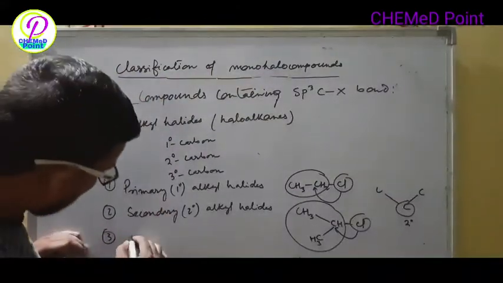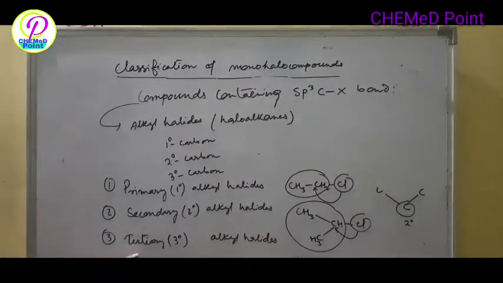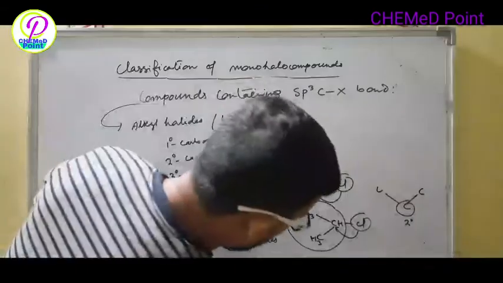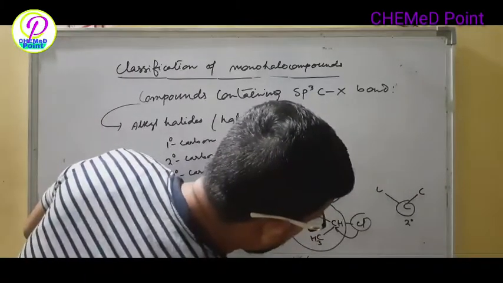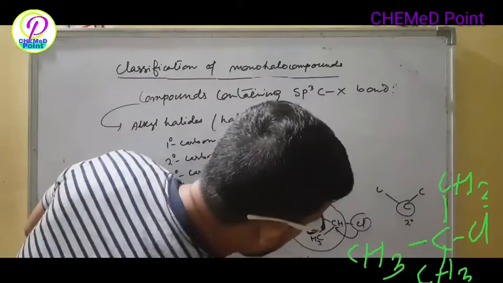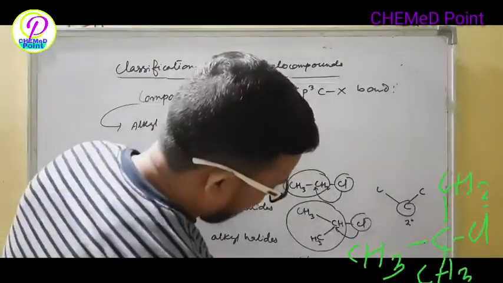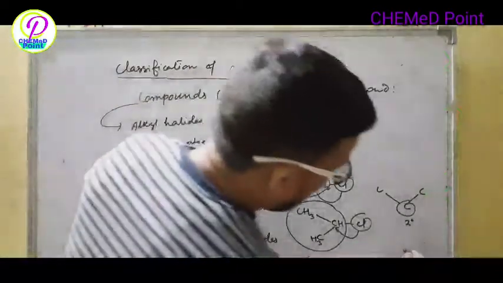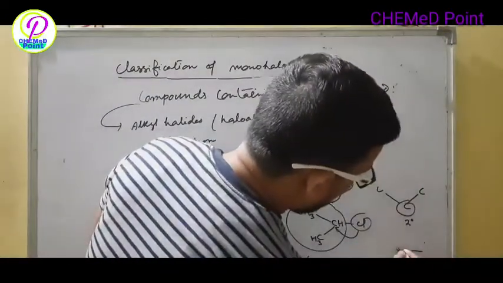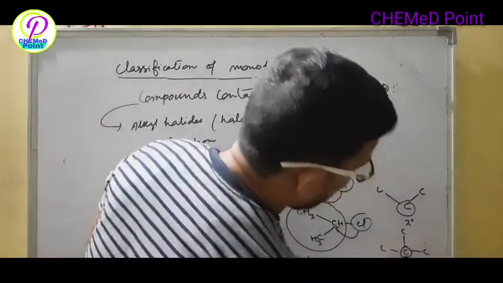And the third one is tertiary or 3-degree alkyl halides. In tertiary or 3-degree alkyl halides, the halogen atom is attached to the 3-degree carbon. Let us take an example. (CH3)3CCl. Here you see the halogen atom is attached to the 3-degree carbon of the alkyl group, and we know the 3-degree carbon is the carbon which is attached to three adjacent carbon atoms. This carbon is 3-degree carbon.